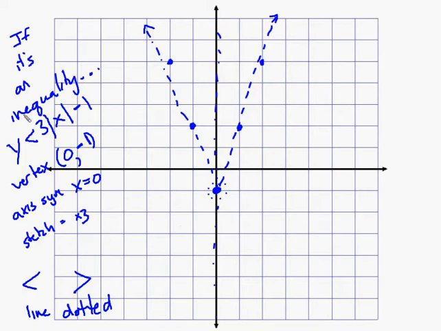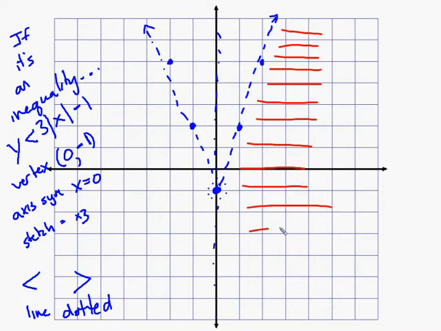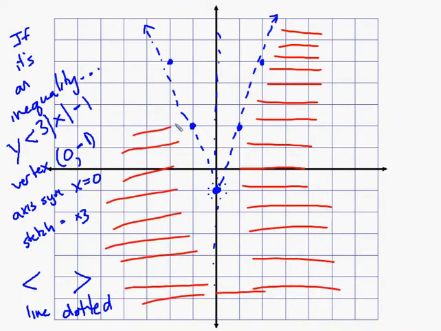Now I need to shade. This is less than, which means below my graph. So below my lines. So I neatly shade everything that's below my graph. I am a terrible shader, but you get the idea. And if it was greater than, I'd basically be on the inside here because I'd be above my line. Does that make sense?